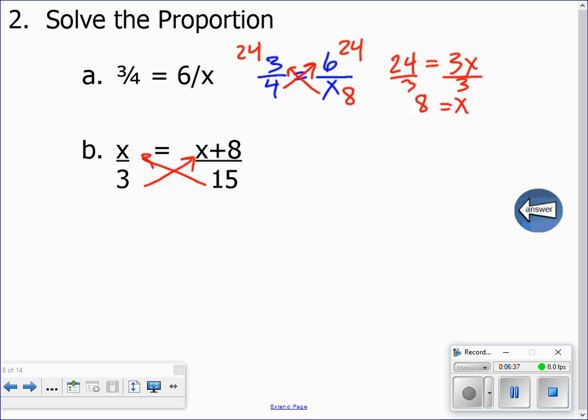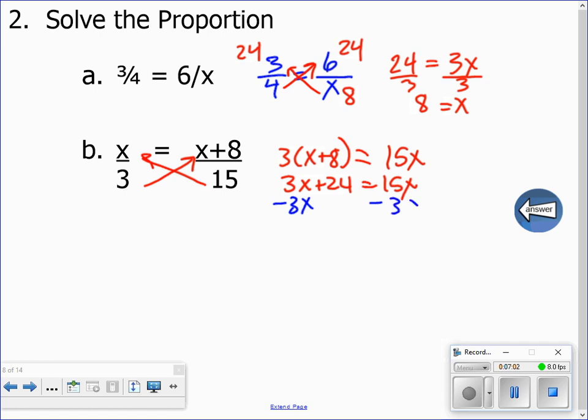If we're looking at the next one, again, cross multiply, the means should be equal to the extremes. So my extremes, 3 times x plus 8, should be equal to my means, which is 15 times x. And then we can solve the equation. So this would be 3x plus 24 equal to 15x. We follow our property of solving equations. So you get all your variables to one side. 24 equals 12x. X would have to be 2. And so we know that x in this case is 2.